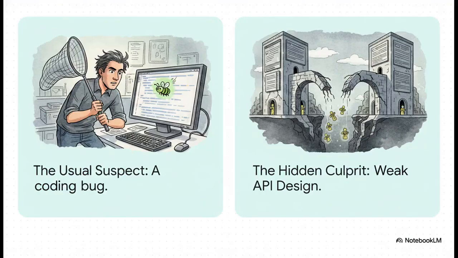So let's break this down. We spend all our time chasing the usual suspect, right? The coding bug. But the real hidden culprit is something called weak API design. Now, think of an API, an application programming interface, as basically the official doorway that lets two different software systems talk. And if that doorway is poorly designed from the get-go, well, it doesn't matter how perfect the code is. The conversation is always going to be broken.